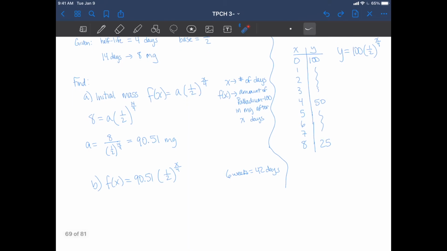So I'm going to plug 42 in for x. And then I'm going to use my calculator to solve. And I get 0.0625 milligrams of palladium 100 is left after 6 weeks.